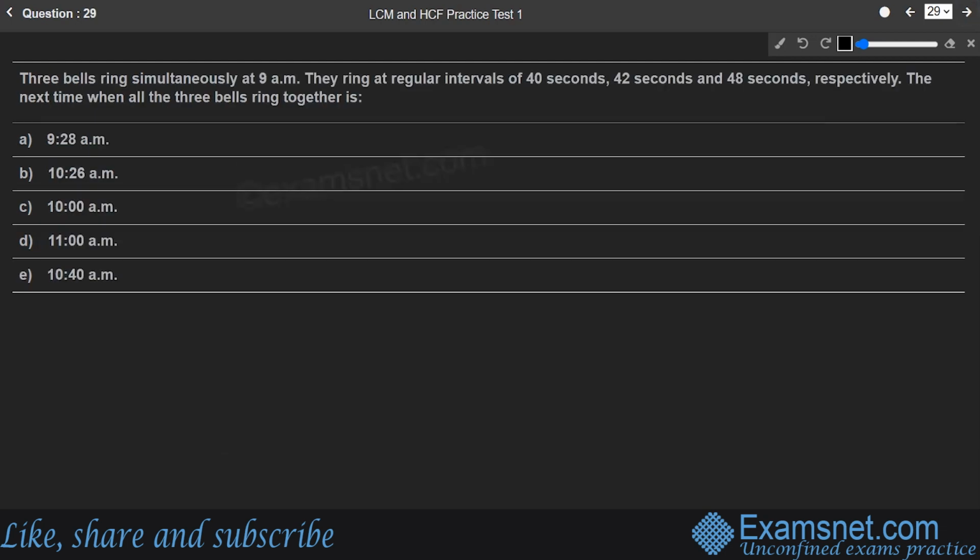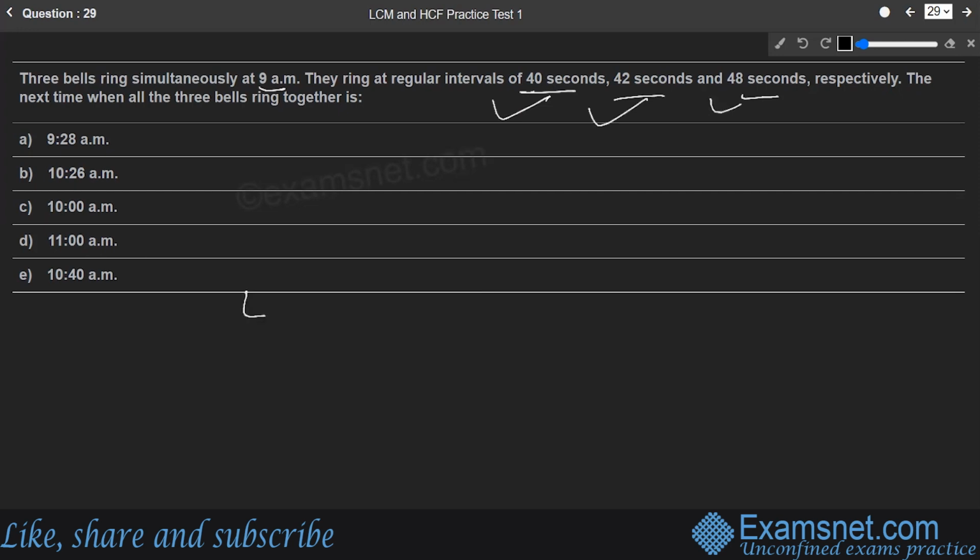Okay. Three bells ring simultaneously at 9 a.m. They ring at regular intervals of 40 seconds, 42 seconds, and 48 seconds, respectively. The next time when all the three bells ring together is... So the next time will be the least common time of these 40, 42, and 48 seconds. So in this type of situation, we are supposed to find out the least common multiple of the times given. So the first time is 40, another is 42, 48.